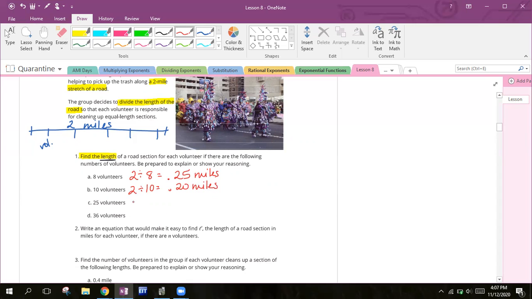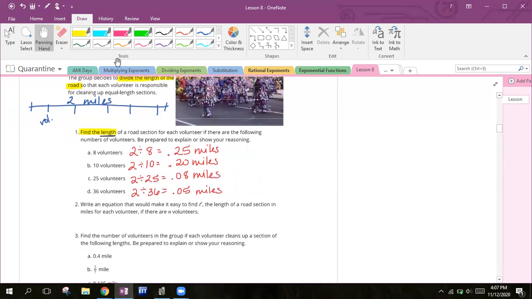All right, I have 25 volunteers, so I'm going to do 2 divided by 25. That gives me 0.08 miles. And then I have 2 divided by 36, which is going to give me 0.05 miles. So number 2 says it wants us to write an equation that would make it easy to find the length of the road section in miles if there are N volunteers. So they want us to use the variable N to represent volunteers.